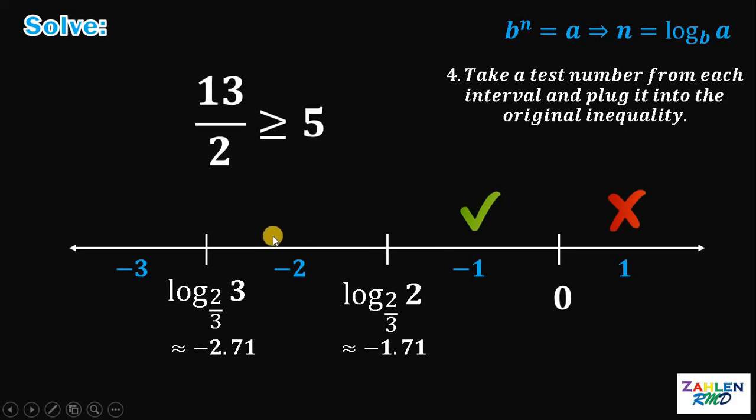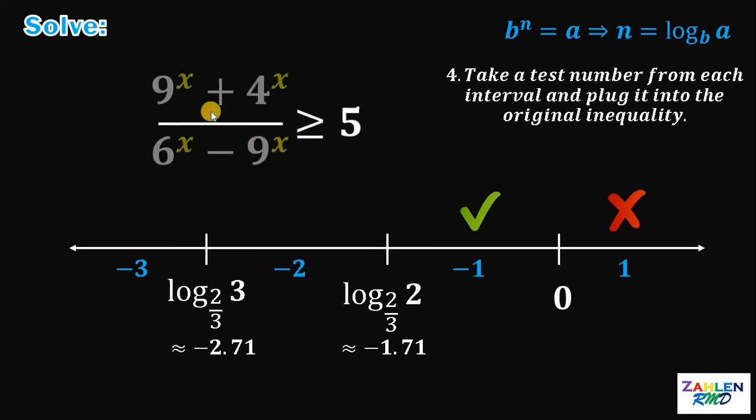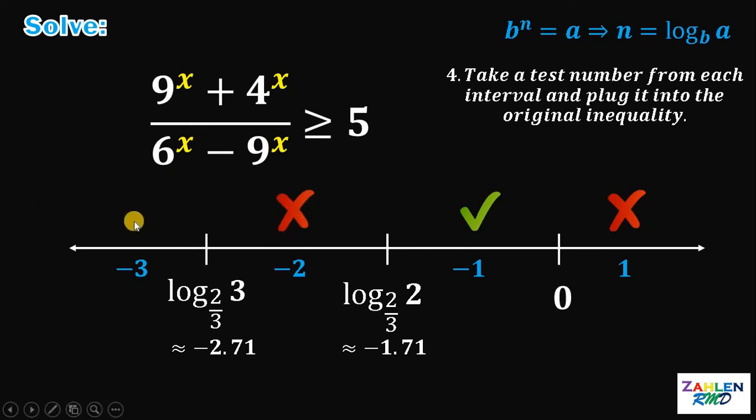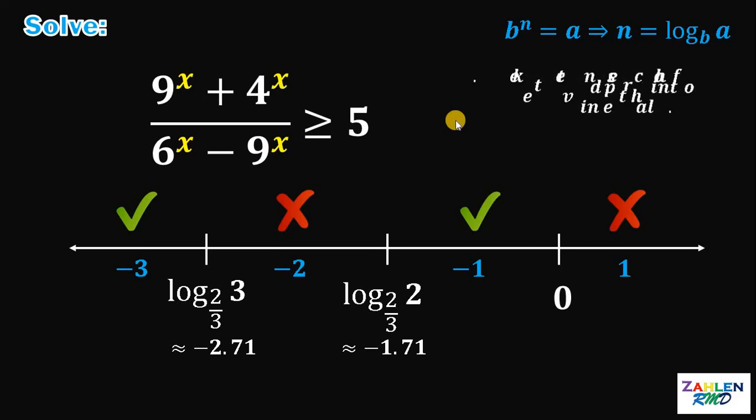Now, let's continue. Let's substitute negative 2 into our original inequality. And if we do that, we can see that this interval is not part of our solution. But the third interval, if we substitute negative 3 for all x, we get that this interval is a solution to this inequality. Now at this point, we are done with step number 4. Now let's have our step number 5.